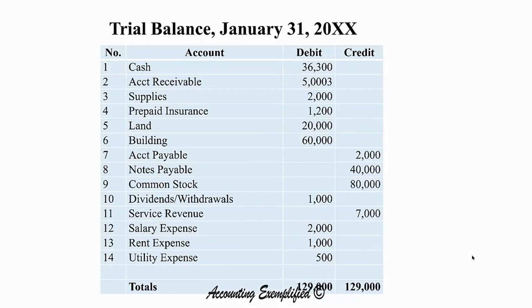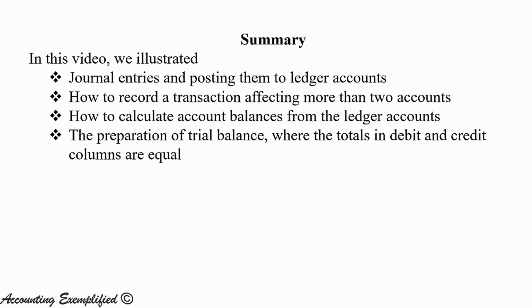So this is the trial balance where we have listed all the accounts with the respective balances on the appropriate debit or credit side. As you see, the sum of all these numbers on the debit side is $129,000, which is equal to the sum of all the numbers on the credit side, which is also $129,000.